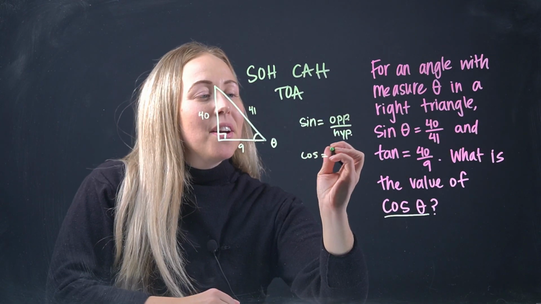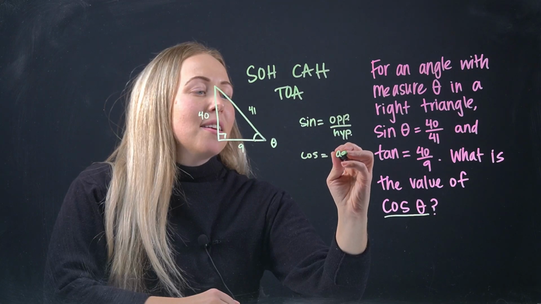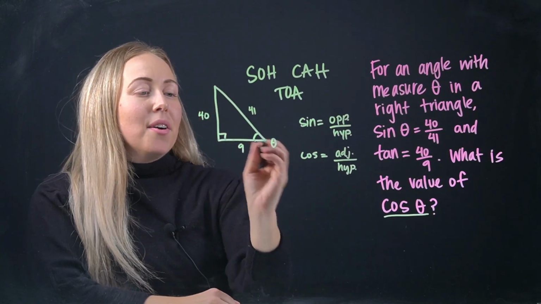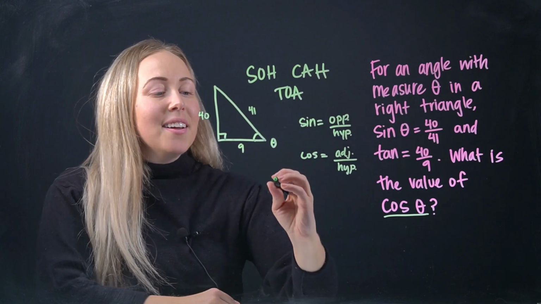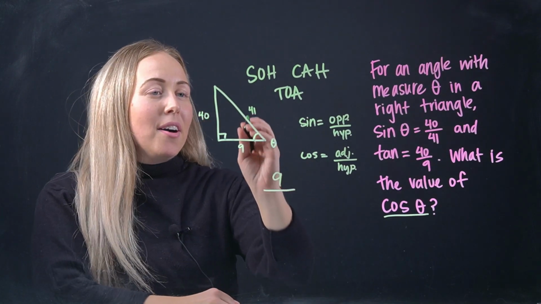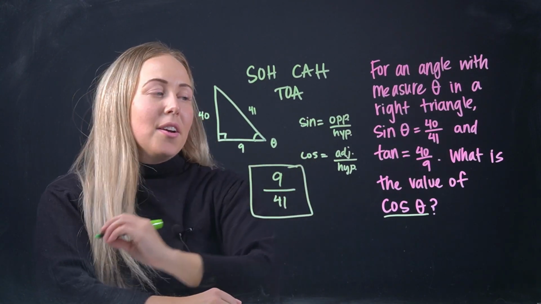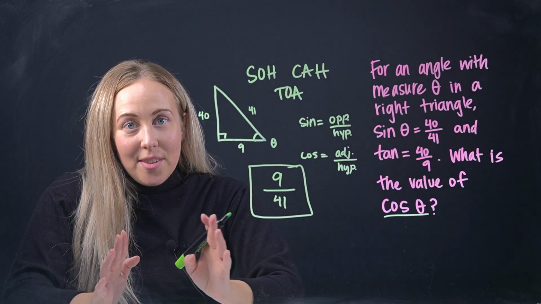Cosine, as I've written up there, is adjacent over hypotenuse. So the adjacent side is 9. The hypotenuse is 41. There you have it. So much less difficult than it looks.